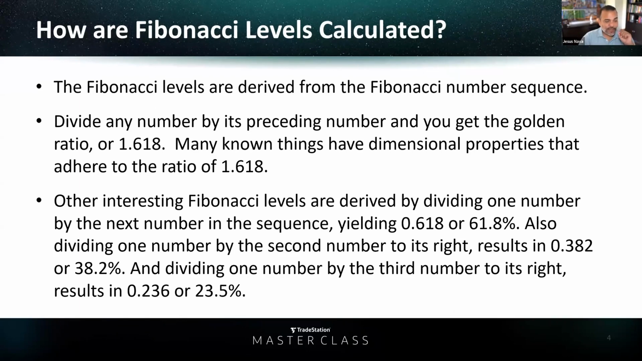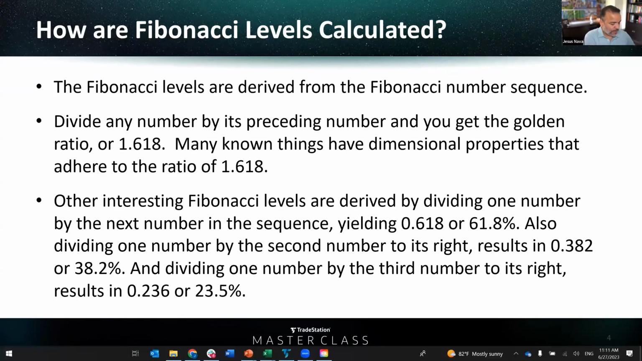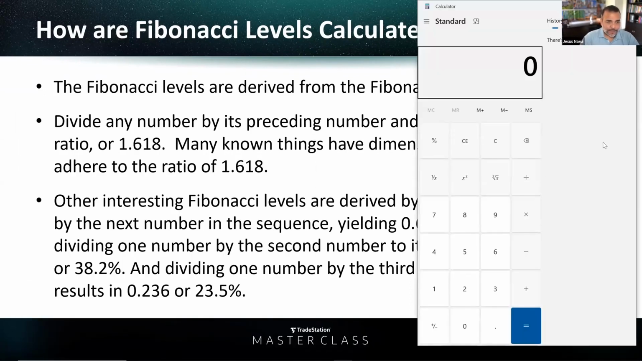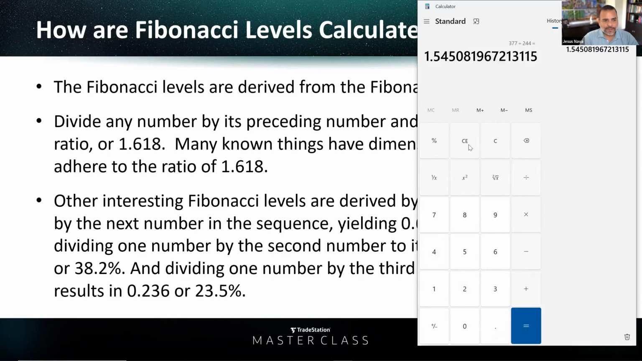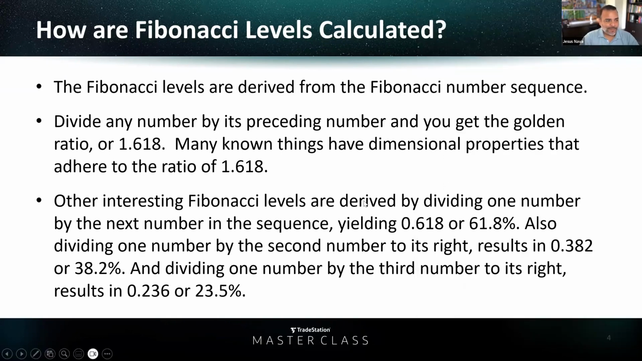So if I do it the other way, let me bring up my calculator one more time. If I do 377 divided by, we said 377 divided by 244. Those were not the numbers. Okay.